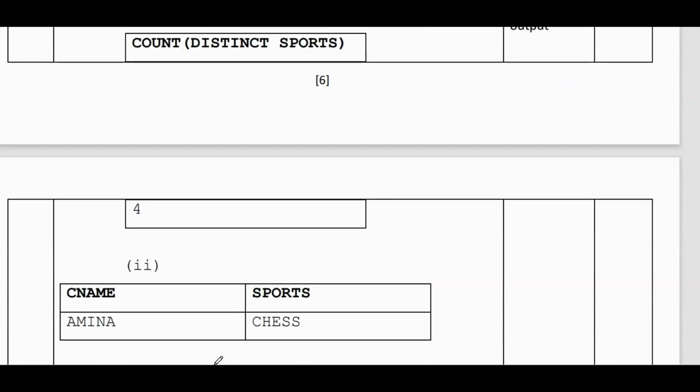So under the marking scheme we have mentioned count distinct of sports. Under that they have mentioned the sports. So what is the column name? We should specify the column name which is given in your question, that is count of distinct sports. This DISTINCT keyword will eliminate the duplicate values, and this COUNT will not include the null values.